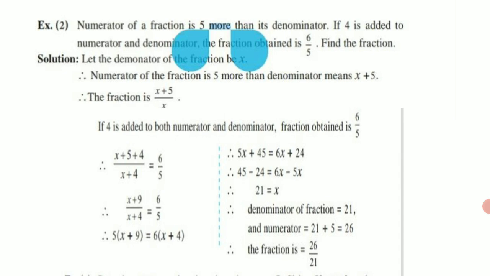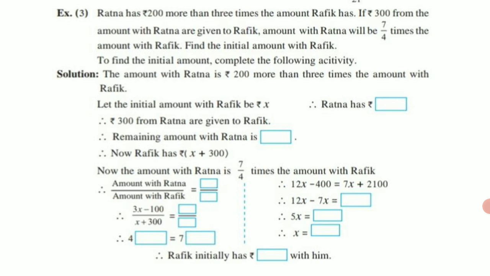Therefore, cross multiplication: 5 into (x plus 9) is equal to 6 into (x plus 4). Therefore, 5x plus 45 is equal to 6x plus 24. Therefore, 45 minus 24 is equal to 6x minus 5x. Therefore, 21 is equal to x. Therefore, denominator of the fraction is equal to 21 and the numerator is equal to 21 plus 5, equal to 26. The fraction is 26 upon 21.